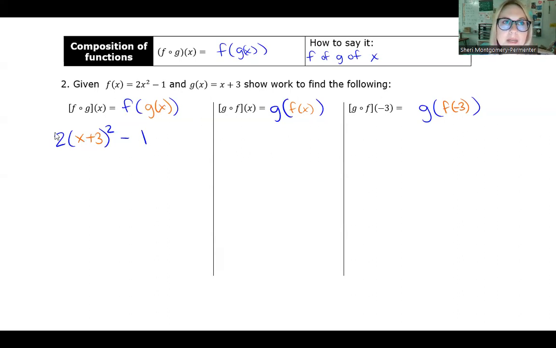I'm not going to have you multiply this out at this time, but you should be able to multiply this out. For this one, I'm going to do the same thing. I'm going to write the g function. So the g function is x plus 3. And in that space for the x, I'm going to put the f function. So all I'm doing is rewriting it and plugging in.